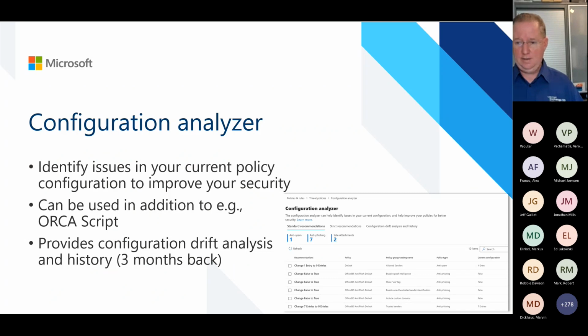But it's including a very nice feature that's called the configuration drift analysis and history. That feature allows you to review the changes to your configuration. Basically it will say who changed what MDO setting in the past, for example, who changed this anti-phish default enable spoof intelligence from true to false. This configuration drift analysis has 3 months back information, so it can be used, for example, for your audit logging.